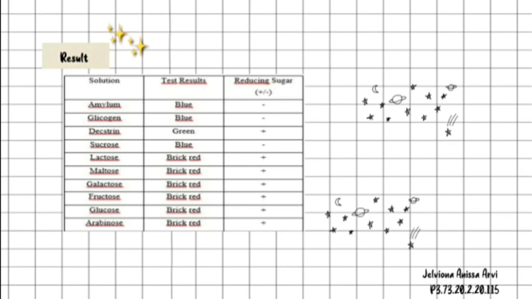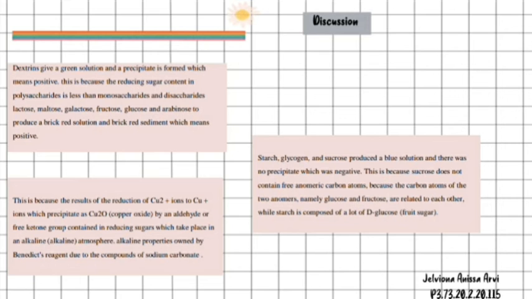This is the Benedict test result. As we can see, the amylum, glycogen, and dextrin solutions have the same color result, which is blue, which means negative. Sucrose has a green color result, which means positive, and the lactose, maltose, galactose, fructose, glucose, and arabinose solutions have the same color result, brick red, which means positive. And now we move to the discussion.